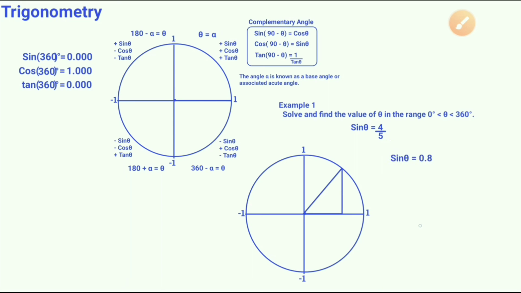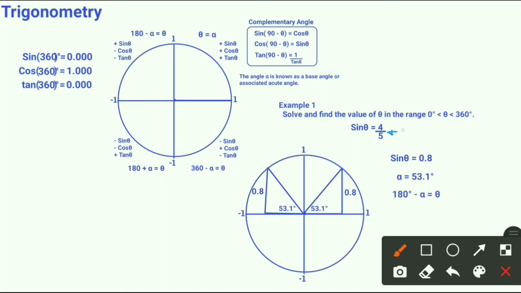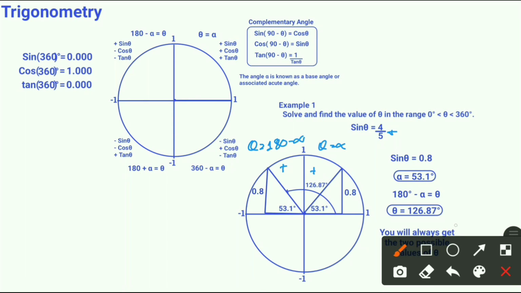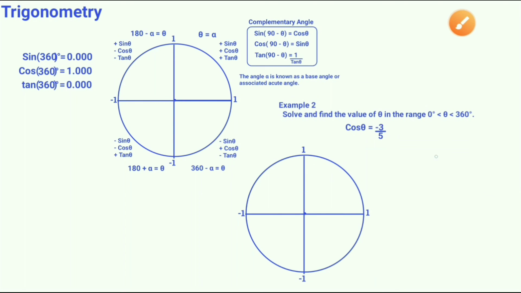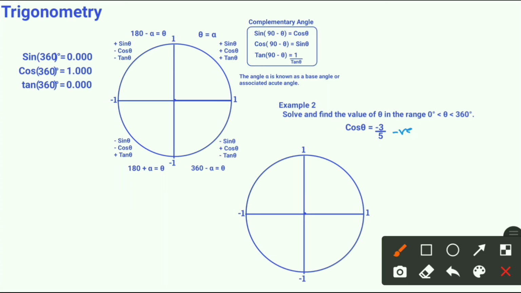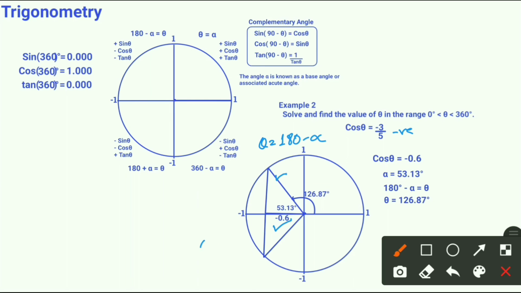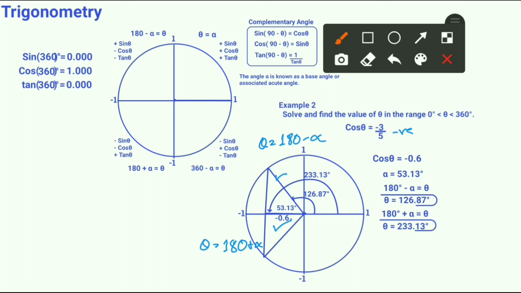Sine theta is equal to 4 upon 5. Okay, so we will get two possible values, because this is positive, so sine is positive in here and in here. So theta and 180 minus theta. Okay, so these are two possible angles. Again the same thing, so this is negative, which means it will be negative in here and in here. Okay, so theta is equal to 180 plus base angle, and theta is equal to 360 minus base angle.